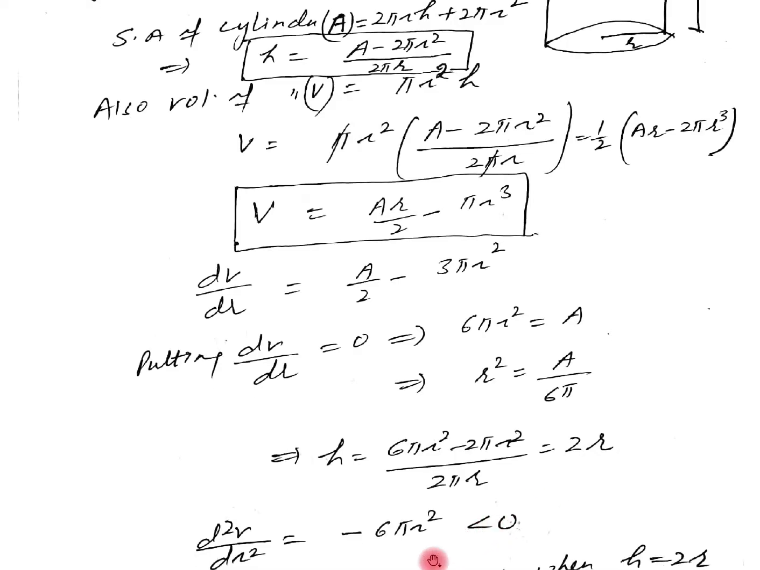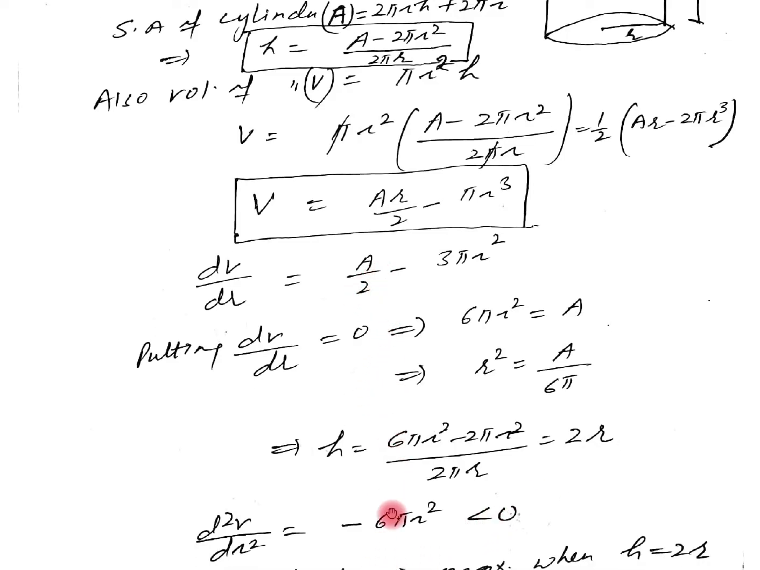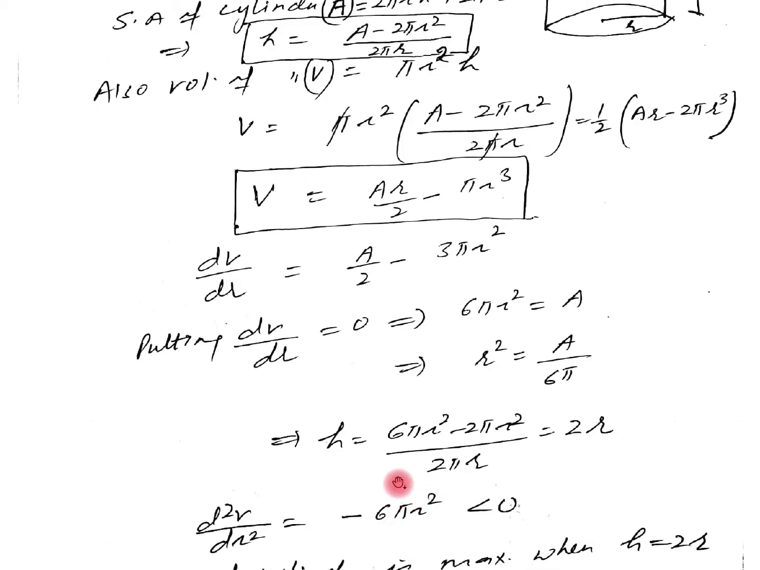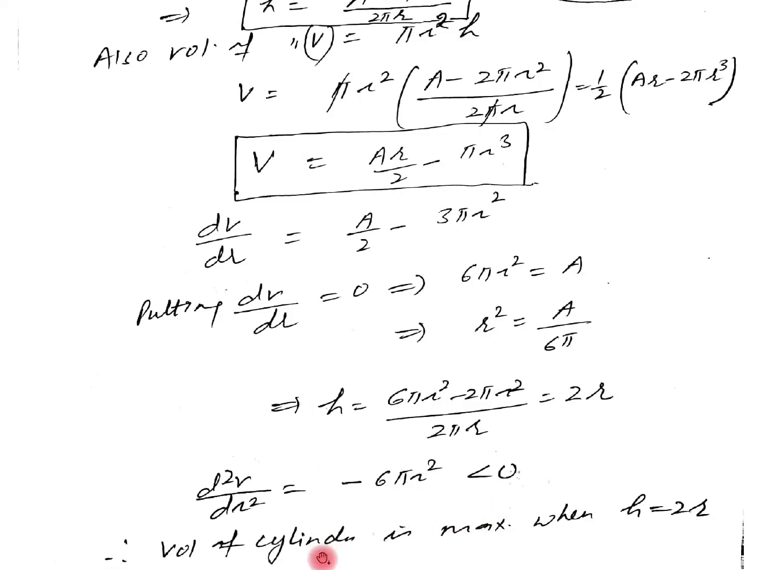Then again we will find its second derivative. Again this is the constant term, so the derivative will be 0 minus 6 pi r. It should be minus 6 pi r. Again r is always positive, so it is negative. So we can say the volume of the cylinder is maximum when h is equal to 2r.